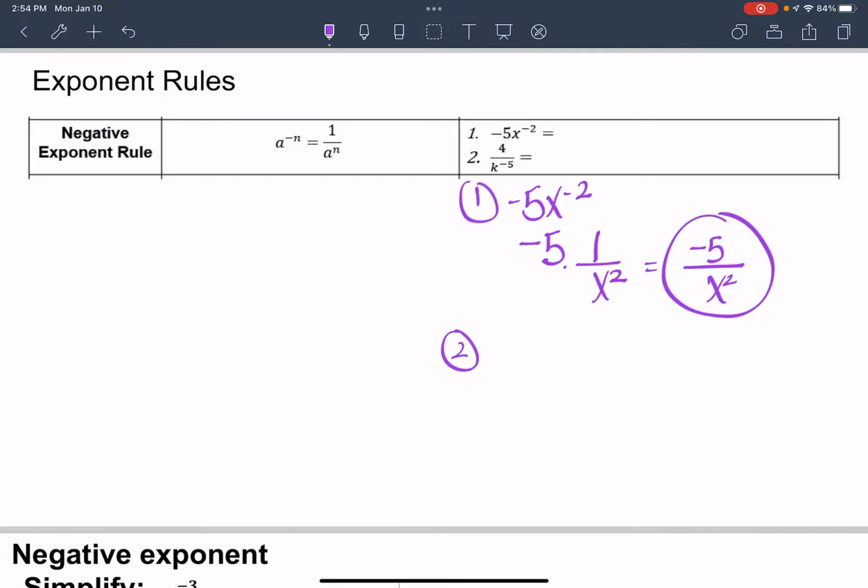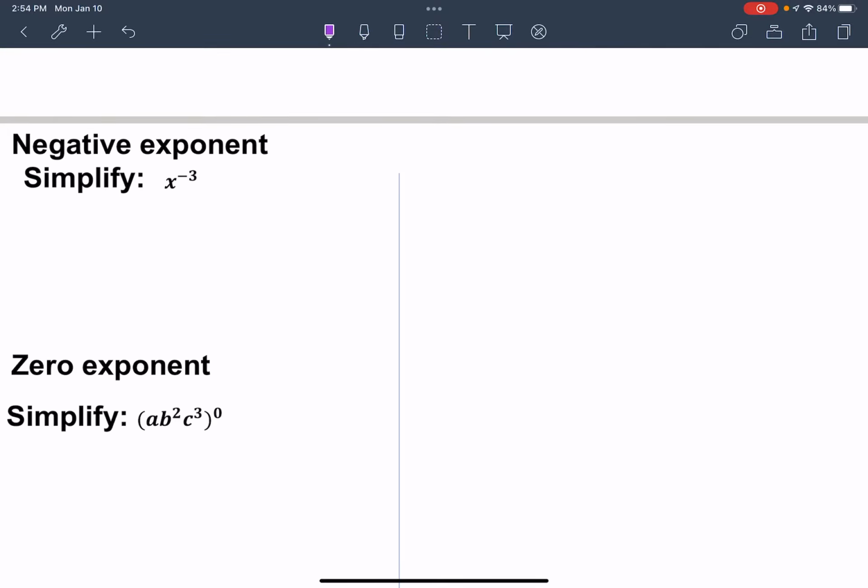Let's look at the other problem. It says 4 over k to the negative 5. Remember, the negative exponent rule is basically telling you to do the reciprocal. So the k to the negative 5, I can make it a positive exponent if I move it to the numerator. This becomes 4 k to the 5th, because I just move it to the top of the fraction. If we're going to simplify x to the negative 3, that's the same thing as 1 over x cubed.